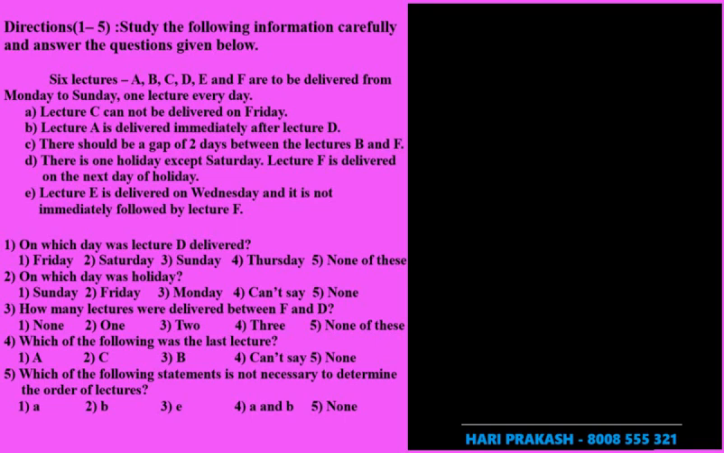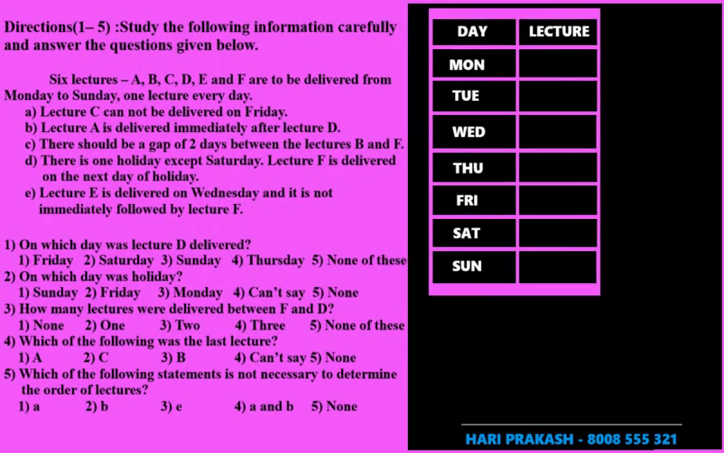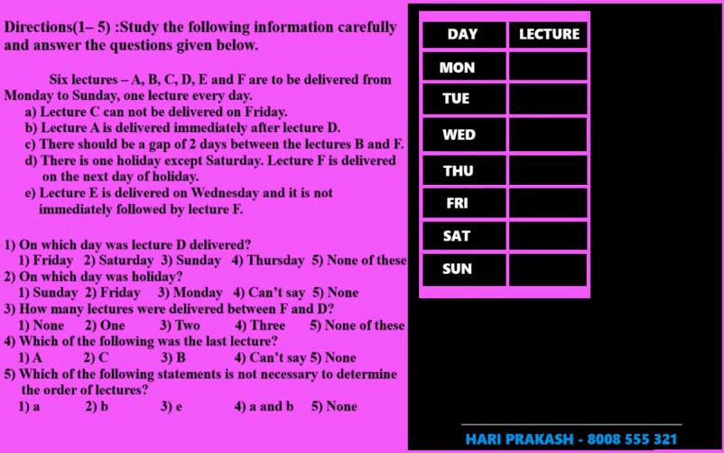And as we all know, days will come one by one only, so we can write them directly from Monday to Sunday. And what about the number of rows? Two types of things are given, lecture and day. 6 lectures are there, and 7 days are there. What is the highest number? 7 is the highest number. So we must have 7 rows. So our table will be like this: day and lecture, and I have taken all the days one by one: Monday, Tuesday, Wednesday, Thursday, Friday, Saturday, and Sunday.